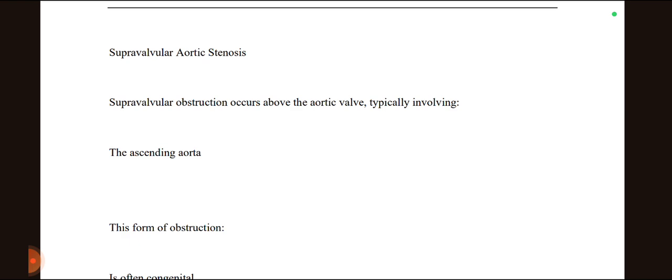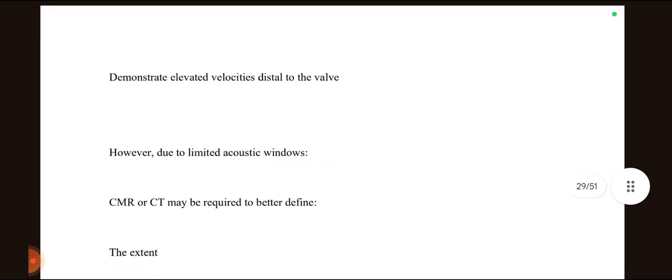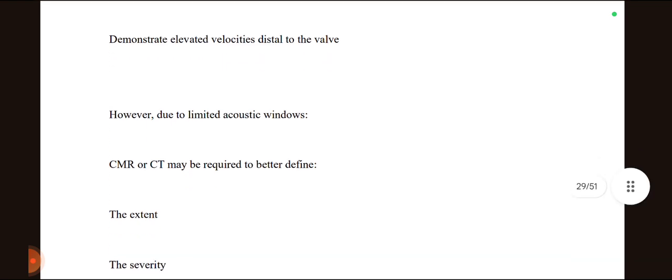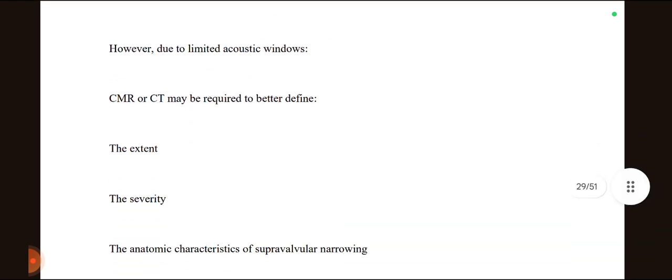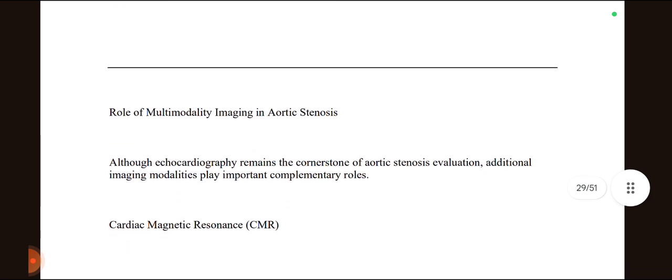Supravalvular obstruction occurs above the aortic valve, typically involving the ascending aorta. Okay, this form of obstruction is often again congenital, and may be associated with systemic syndromes. Echocardiography can identify narrowing of the ascending aorta, which is demonstrated by elevated velocities distal to the valve. However, due to limited acoustic windows, CMR or CT may be required to better define the extent, severity and anatomic characteristics of the supravalvular narrowing.